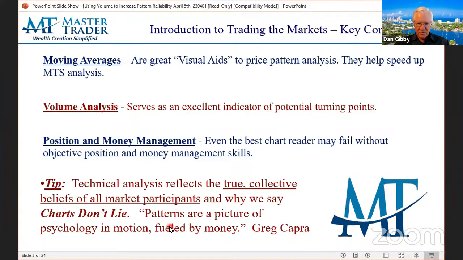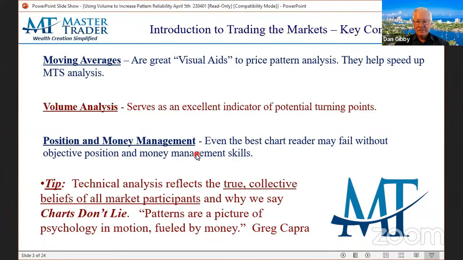Every candlestick, every print, patterns are a picture of psychology in motion fueled by money. So if we have a nice bullish setup and we see increasing volume, that's confirmation that other collective market participants have the same bias, and so we're moving in unison.